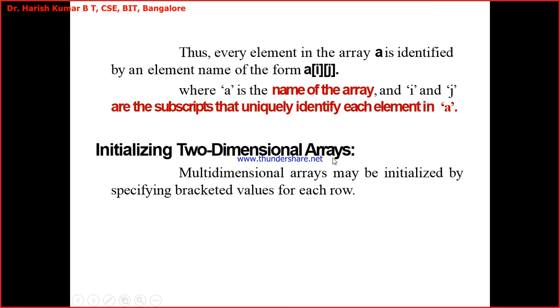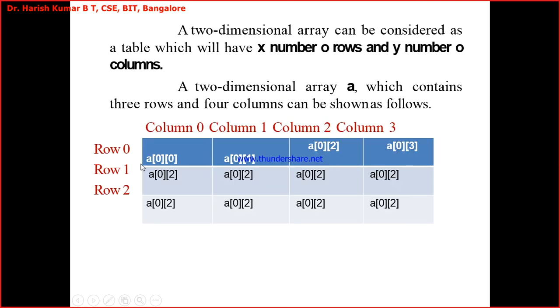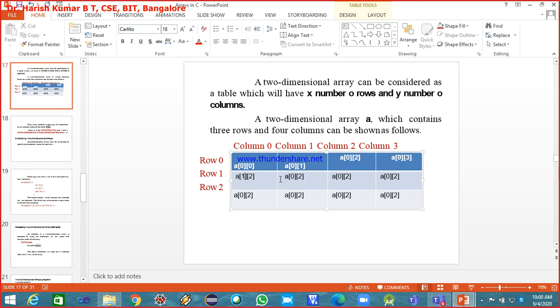Then row 0, column 2, row 0, column 3, and similarly, when I go to row 1, sorry, again there is a mistake. So this is row 1, column 1, row 1, column 2, row 1, column 3, and this is row 2, sorry, this is column 0, column 1, column 2, that's fine. Row 2, column 0, row 2, column 1, row 2, column 2, and then row 2, column 3.